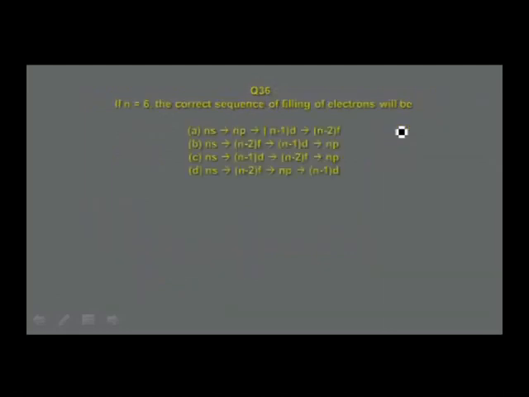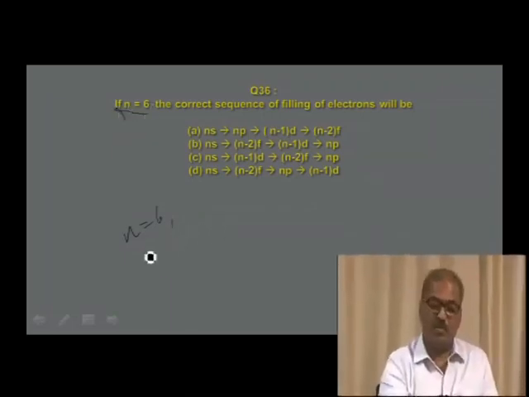If n is equal to 6, the correct sequence of filling of electrons will be? Therefore, the answers given: option A, ns, then np, then n minus 1 d, then n minus 2 f. Option B, ns, then n minus 2 f, then n minus 1 d, then np. Option C, ns, then n minus 1 d, n minus 2 f, np. Option D, ns, then n minus 2 f, np, and then n minus 1 d. So, if n is equal to 6, it means sixth period.